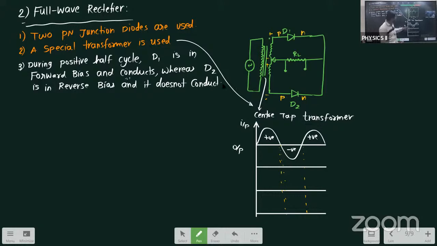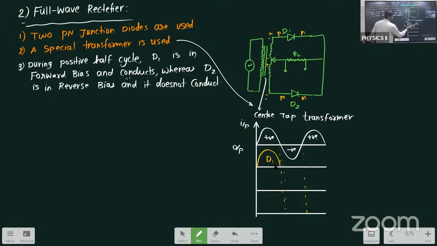During positive half cycle, what will be happening? Only diode D1 will conduct, whereas diode D2 will not conduct. So how is the output waveform I will be getting? I will be getting the output waveform only due to which diode? Only due to D1 diode. D2 diode won't conduct any current because it will behave like a reverse bias.